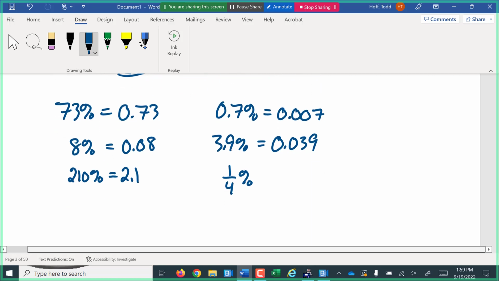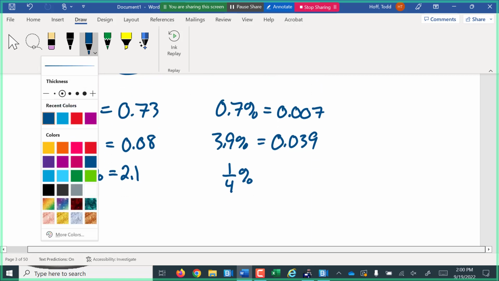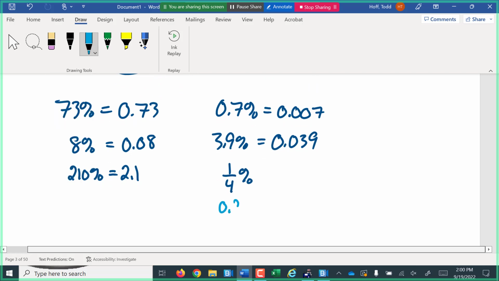Now, here's the one I catch a lot of people on. 1/4% is, what is a rate? 0.25. Careful. You got it. 0.25 would still be a percent. It's 0.0025 is a rate. You did exactly what most people do, is they just want to jump to the 0.25.